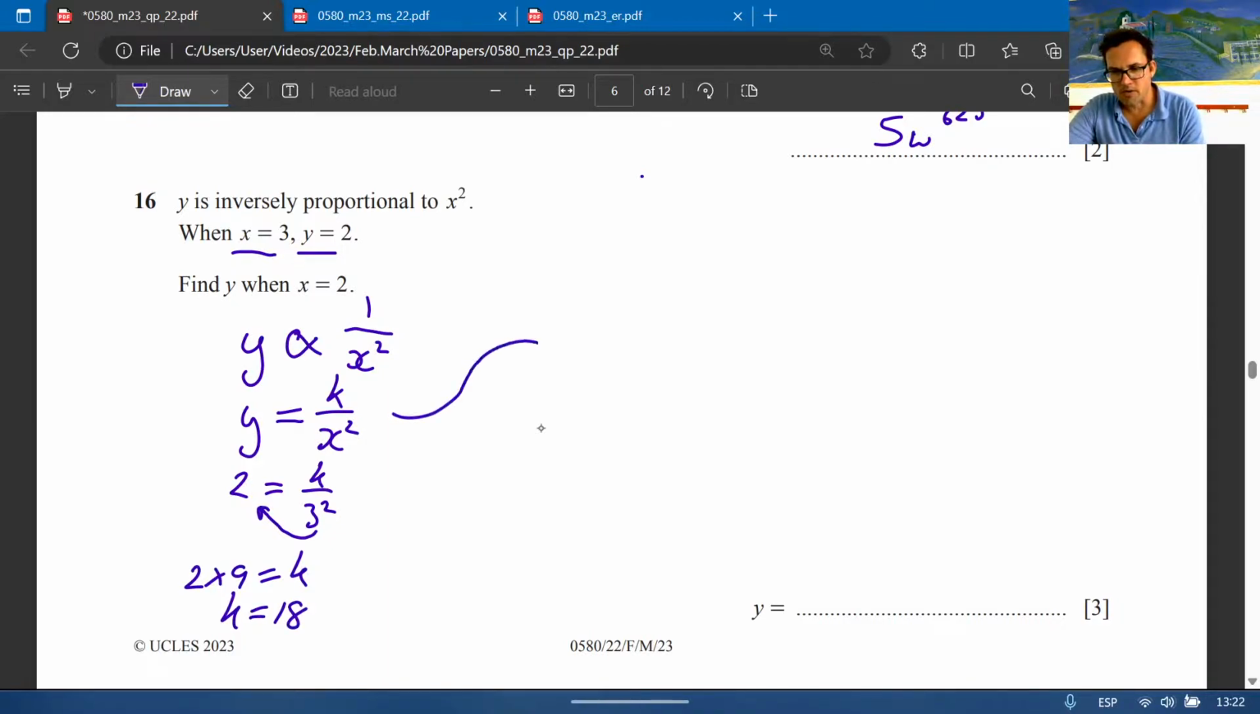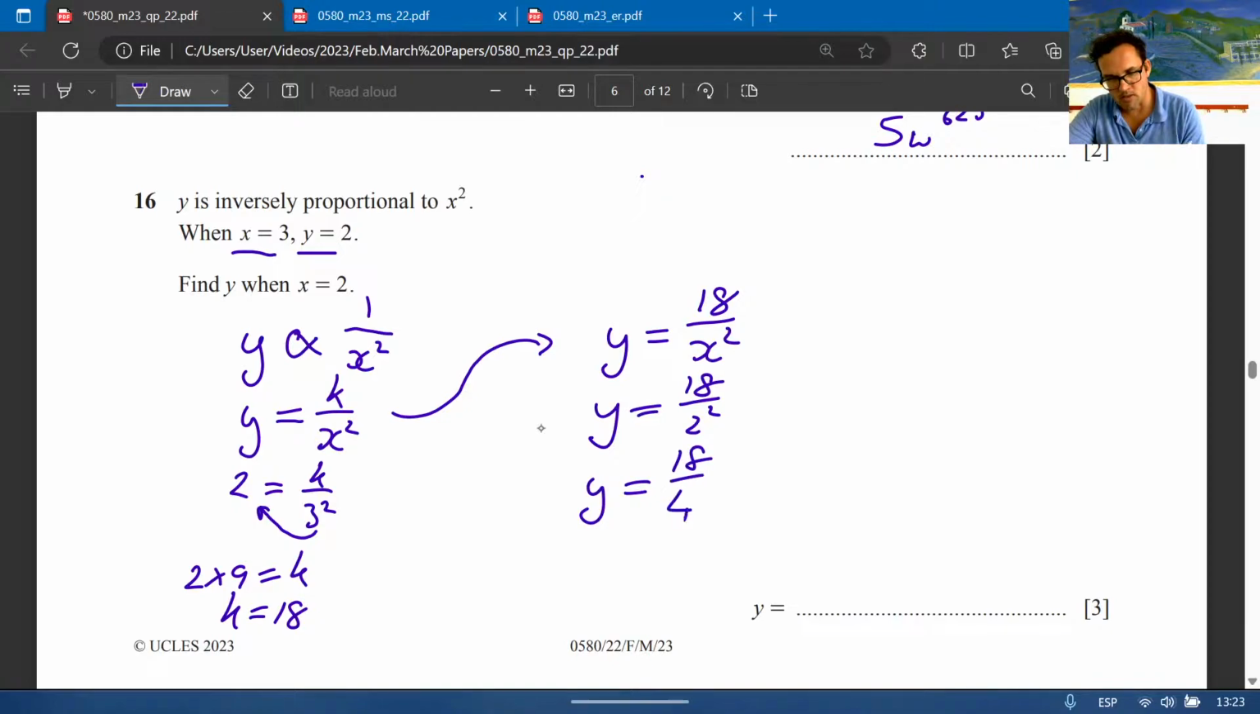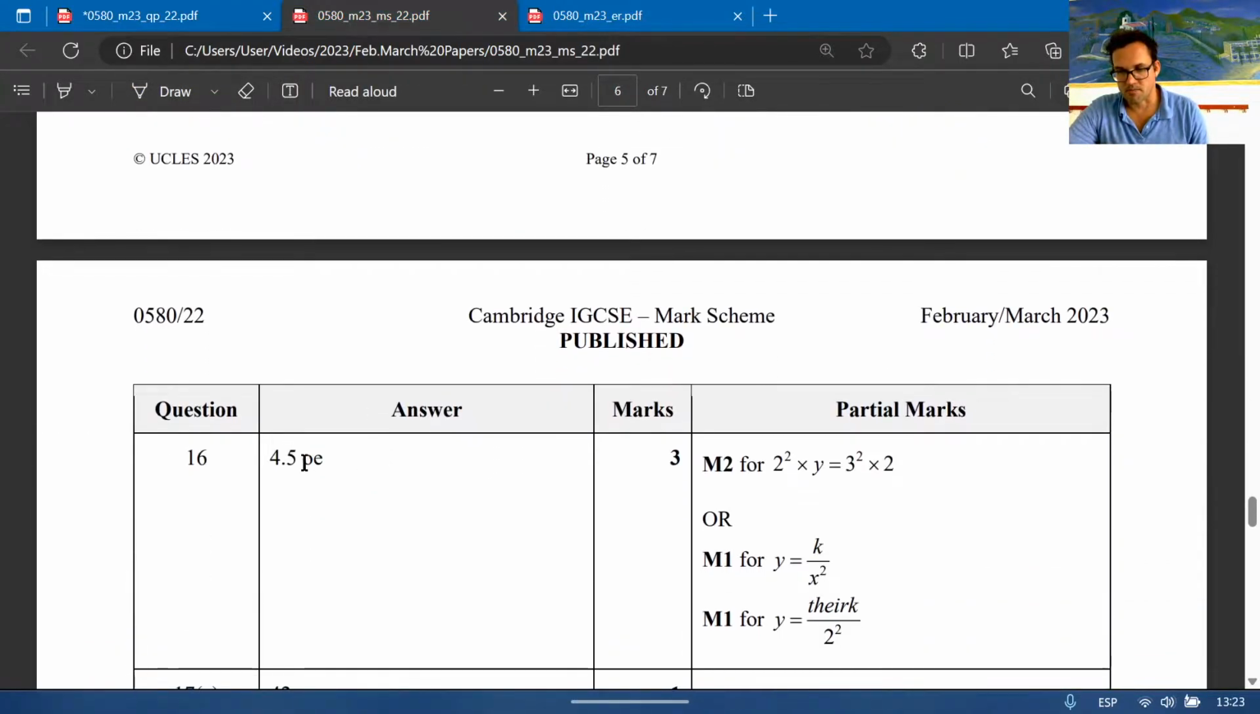I can now rewrite our equation with the constant, which is 18 over x squared. So let's find y when x is 2. So when x is 2, that will give us 2 squared. So y is 18 over 4, or 9 over 2, or 4.5. Easy as that. 4.5 or equivalent to 4.5, 18 over 4, anything like that. Okay.